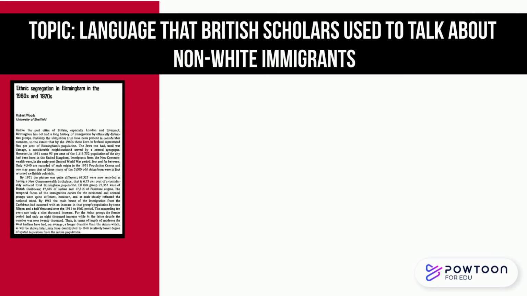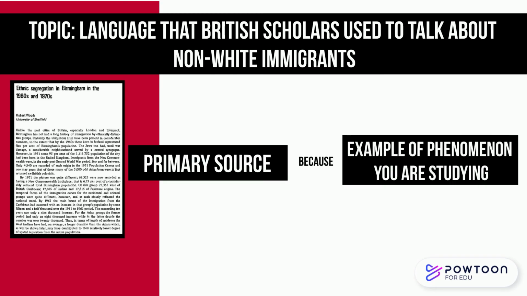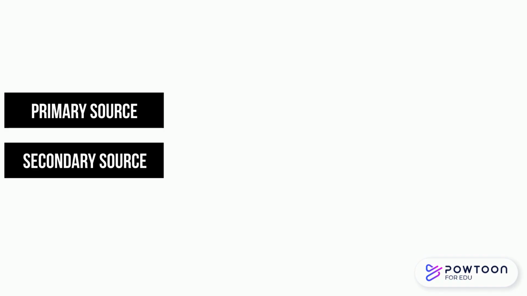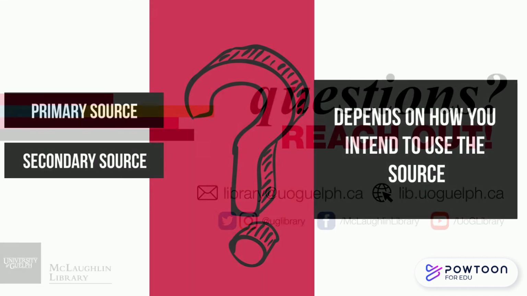The same journal article could be used as a primary source if you are studying the language that British scholars used to talk about non-white immigrants. The article is serving here as a primary source because it represents an example of the phenomenon you are studying, that is, the language used by British scholars. In short, the status of a source as primary or secondary depends on how you intend to use that source.